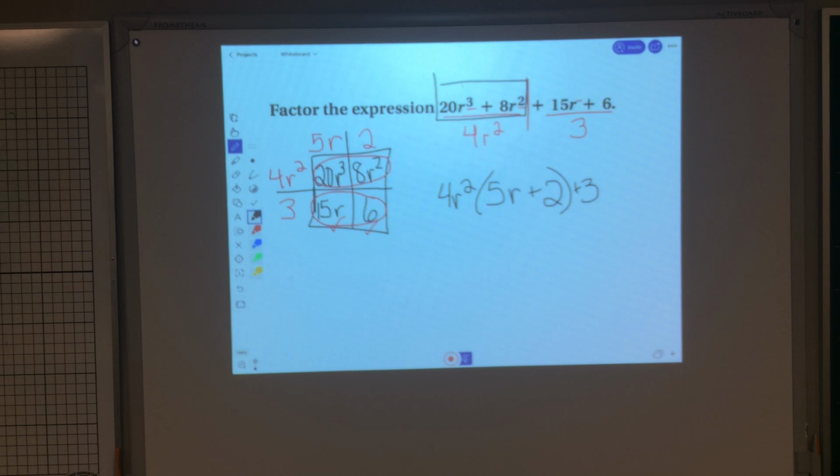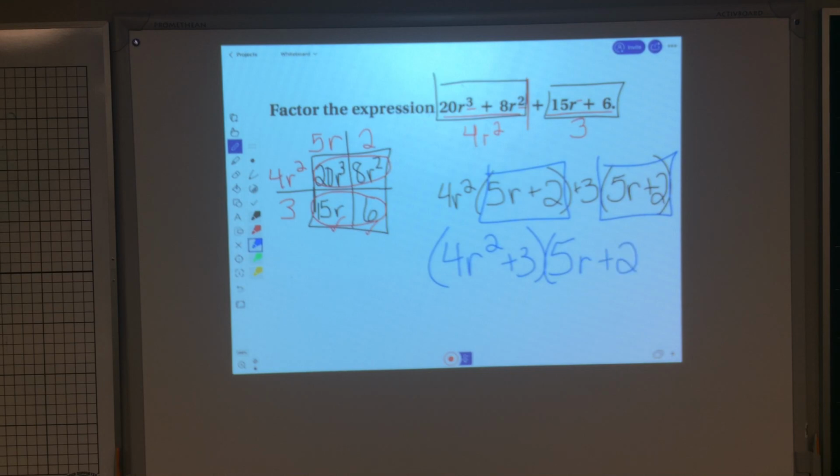If I factor out the 3 from that second set, 3 goes into 15 5 times, so I have 5r plus 2 times 3 is 6. So again, if I look at these factors, these two parentheses are the same. So my factors are 4r squared plus 3 times the quantity of 5r plus 2. The same thing I got in that box method. So whichever method you prefer, feel free to use. If that box makes more sense to you, makes your division easier, please do it that way. If the parenthesis method works well for you, then use the parentheses.